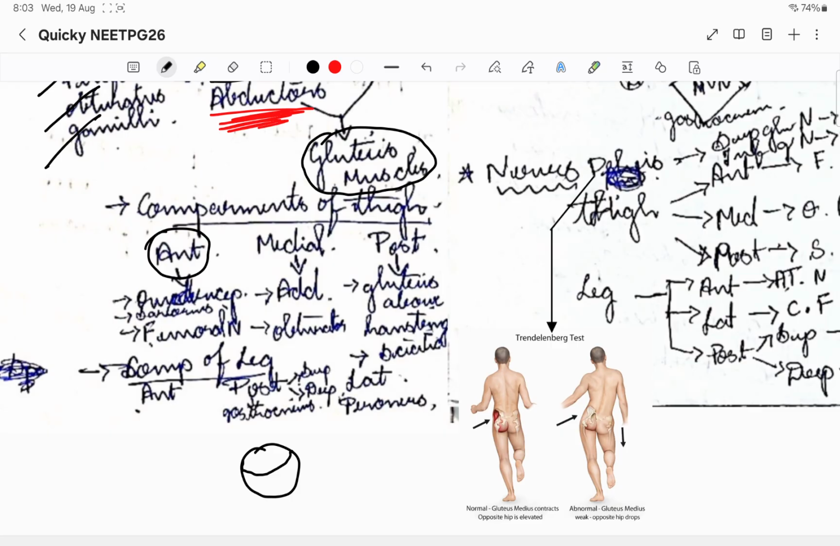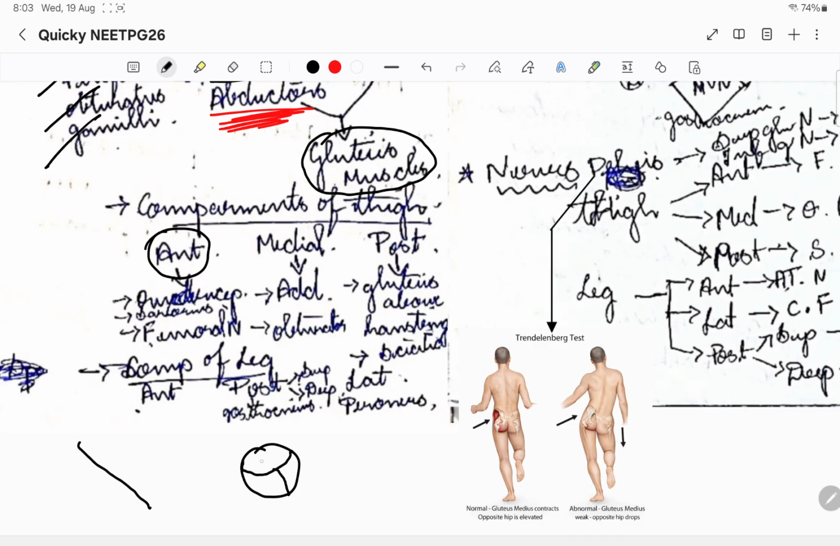So one is the quadricep muscle and the sartorius muscle. Sartorius muscle is the longest muscle in our body, you know that, right? So sartorius will be in the anterior compartment, then the quadricep muscles. Then coming to the medial compartment of the thigh, it is going to be adductors. See, adduction, medial, moving towards the body, adduction, right? So adductor muscles are there.